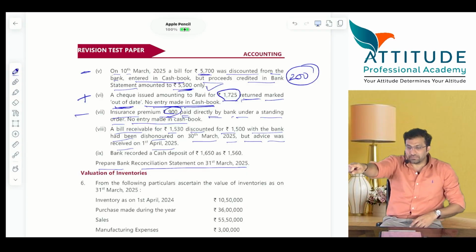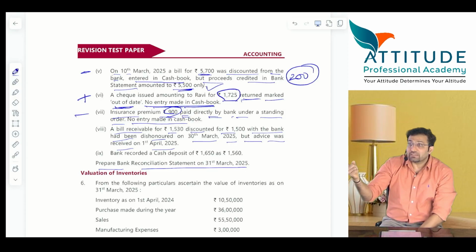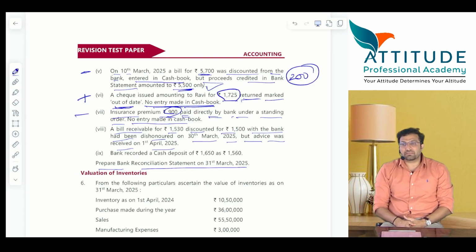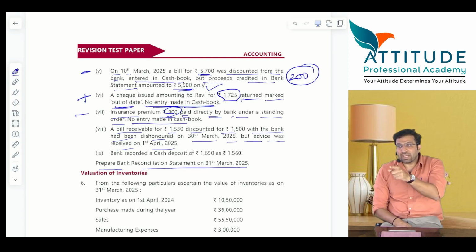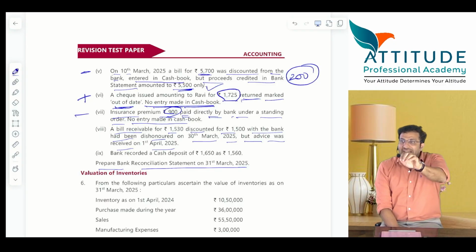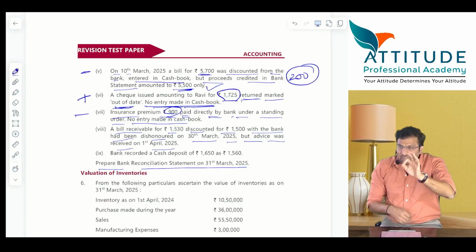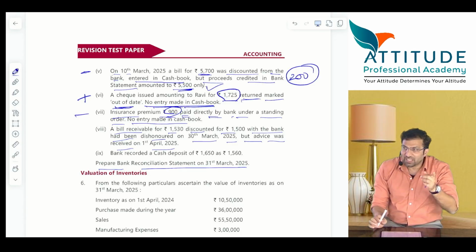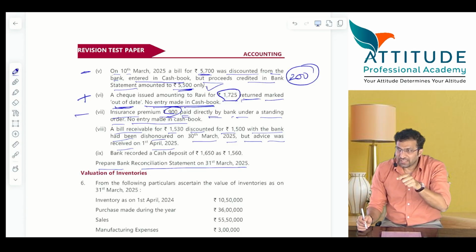Then bills receivable, the amount which was discounted. Now tell me, when the bills are discounted, what entry will you pass? 1530 का बिल आपको 1500 मिल गया. Tell me the entry. Bank in your books, bank, tell me. Bank account debit 1500, discount charges account debit 30, to bills receivable 1530.